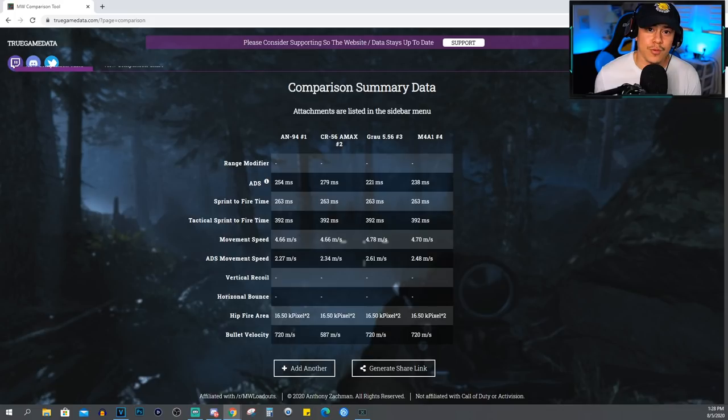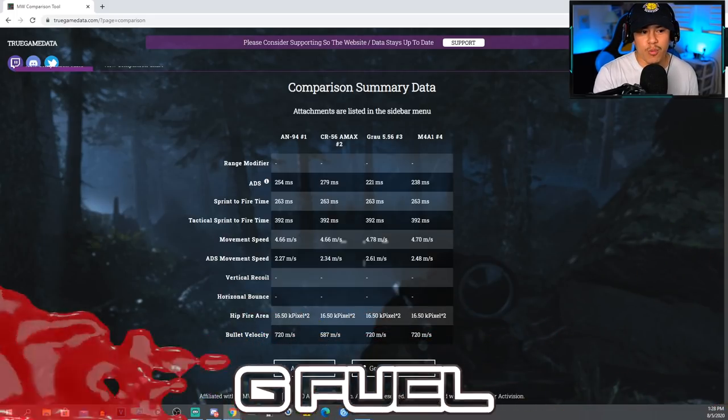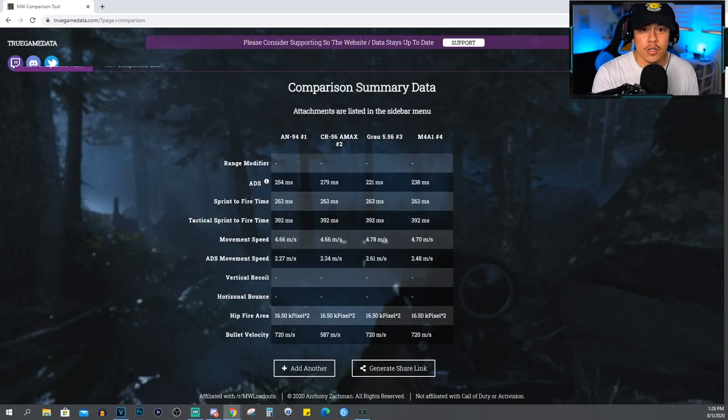So the first comparison we're going to do is going to be a Modern Warfare multiplayer comparison of how the AN-94 ranks up versus the CR56, the Grau, the M4, which are the most common weapons that people use in multiplayer as far as assault rifles go. And then we're going to compare Warzone right after this.